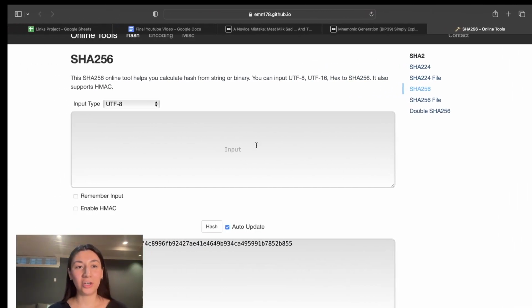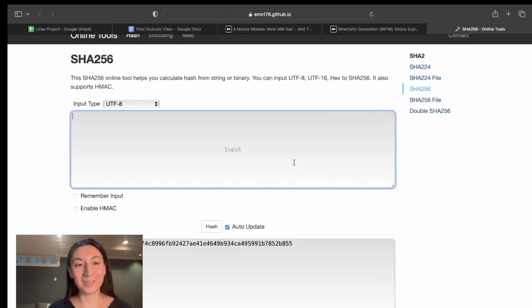So this is a SHA-256 online tool. It will run your input through the algorithm and give you the corresponding hash. This algorithm is just a cryptographic hash function, and it takes the input and produces a fixed deterministic output, which is that hash that you see there. So let's try to use it and see what happens.